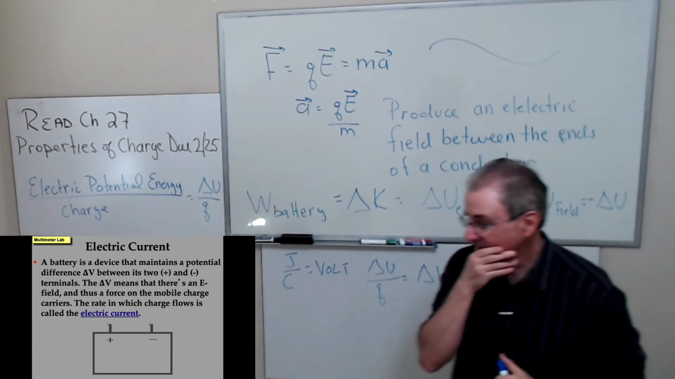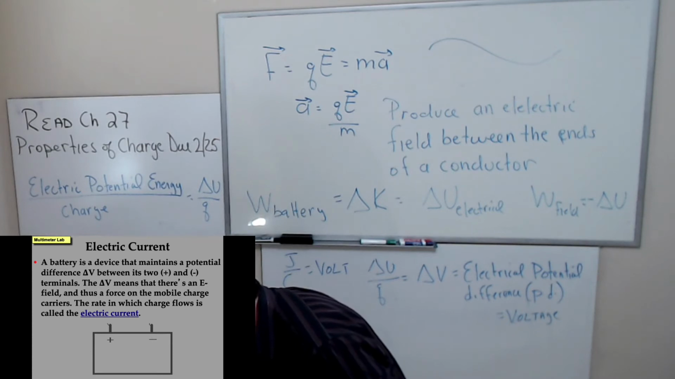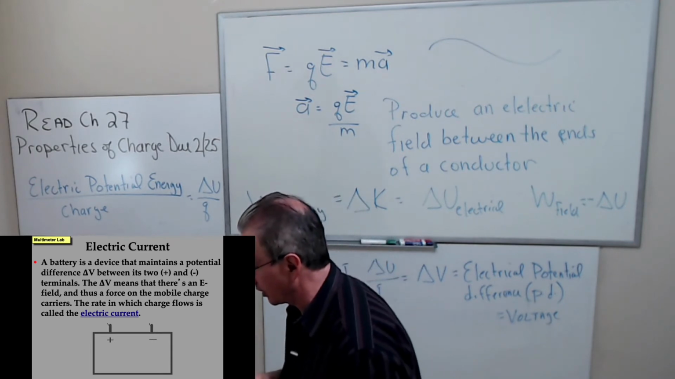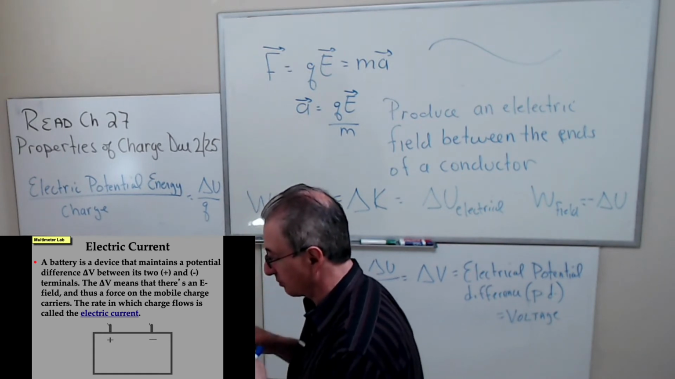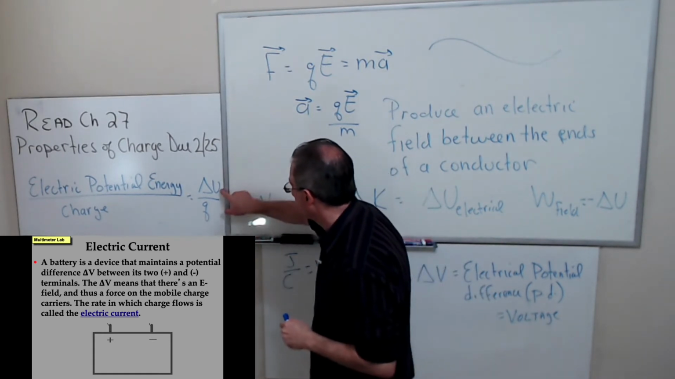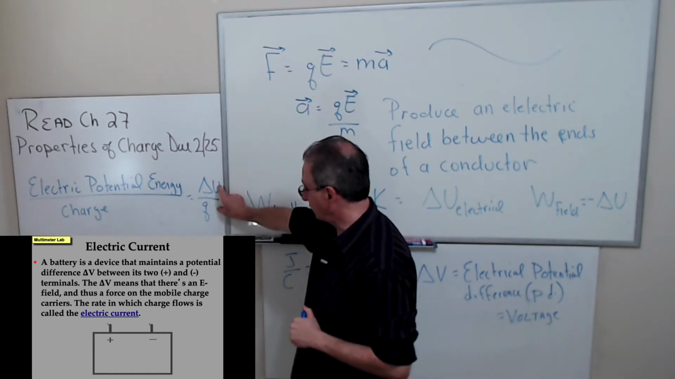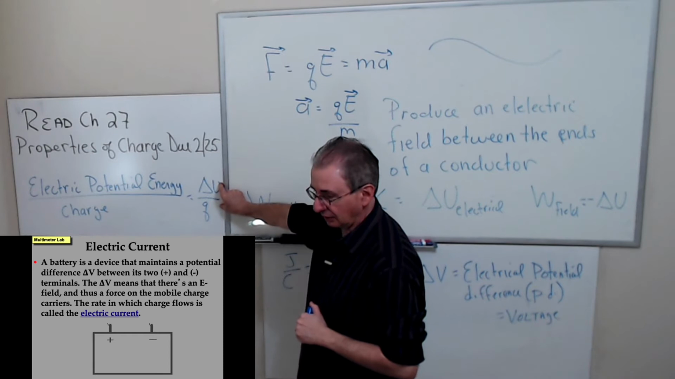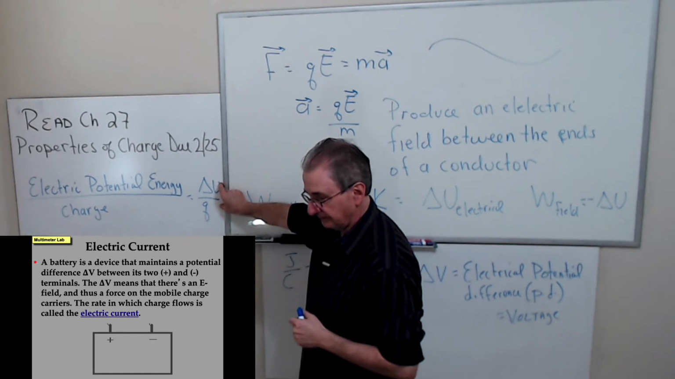Other questions? Why does the electric potential difference equal the potential energy? It's not equal to the potential energy. It's the potential energy per unit charge, Kathleen. The electrical potential difference is the electrical potential energy per unit charge. So it's delta U over Q. That's how we define it. So this is a defined quantity for us. And then we look at what this means once we define it. Is that okay, Kathleen?